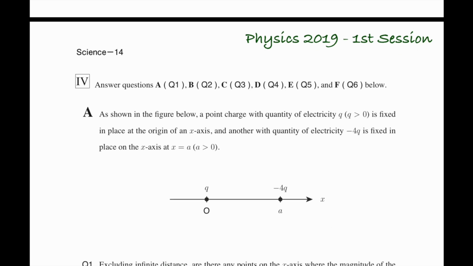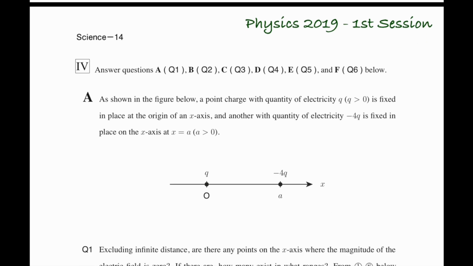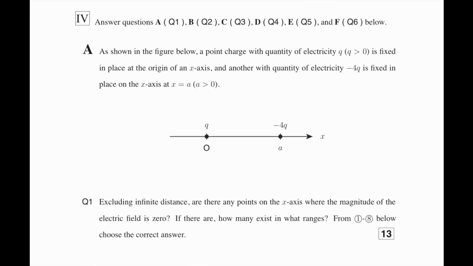Okay, let's start from this question. In this question, we have a point charge with a quantity of electric charge Q fixed in a place at the origin of an x-axis. So I have a charge with an electric charge Q and I put it on the origin.